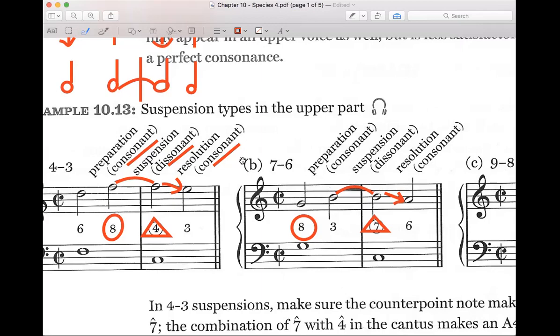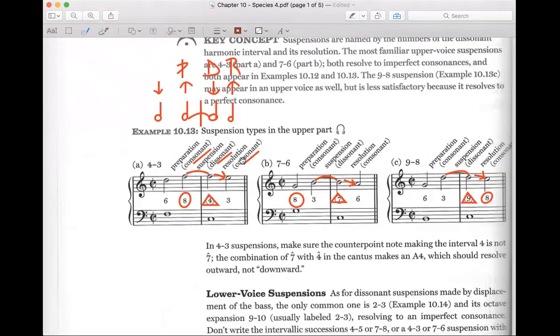This is a really important topic because you're going to see how we can apply this when we move on to our discussion of harmony. Know this, that there are three parts of a suspension. So this would be a great test question. What are the three parts of a suspension? And you would say preparation, suspension, resolution. And I would say, which are consonant and which are dissonant? And you would say, the preparation is consonant, the suspension is dissonant, and the resolution is consonant again.